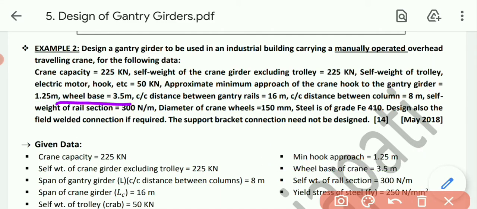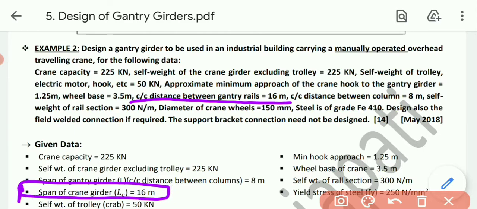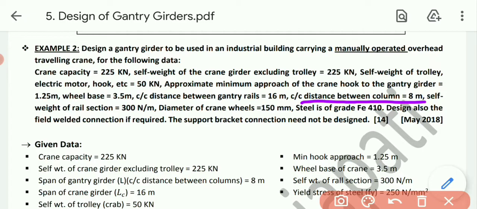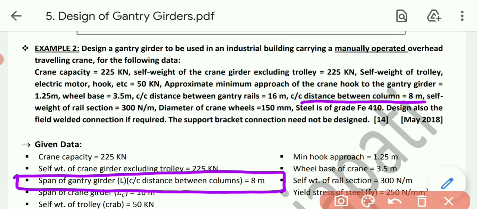Wheelbase 3.5 meter, that's the wheelbase of the crane girder over here, 3.5 meter. Center to center distance between the gantry rails, that is 16 meter. So ultimately this is the span of crane girder, that is over here, 16 meter. Then center to center distance between the column, that is span of gantry girder, that is 8 meter. Span of gantry girder, that is over here, you can see. Then self weight of the rail section 300 Newton per meter. Diameter of the crane wheels 150 mm diameter.